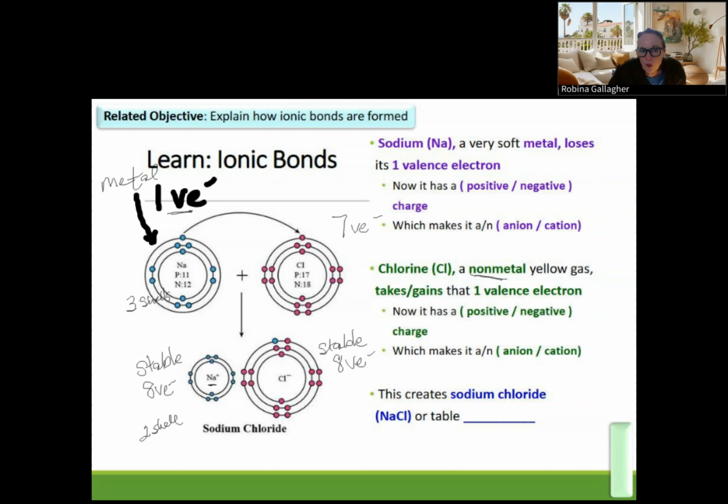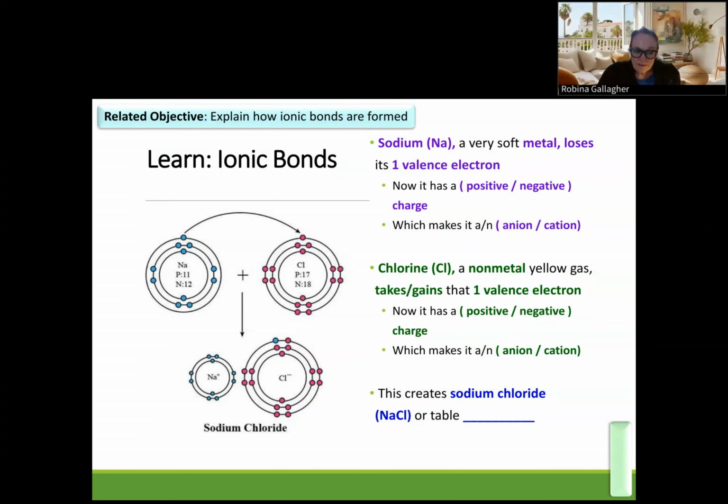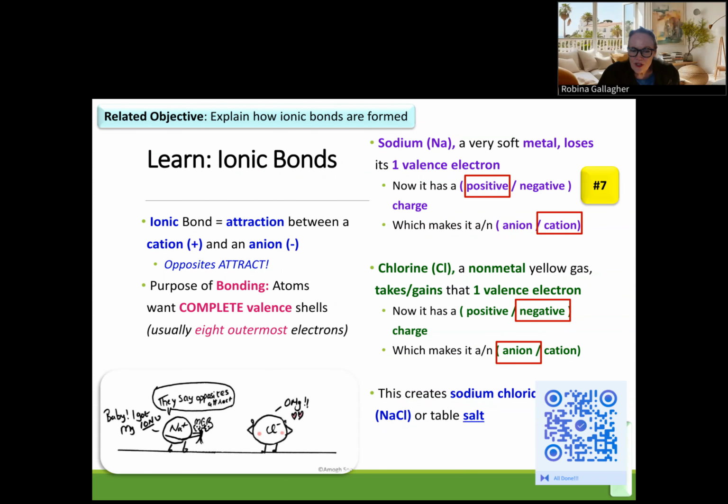And so what happens is sodium, when it loses that valence electron, becomes a positive cation. Do you see the little plus right here? It's a cation. And the chlorine becomes a negative anion. And again, here's that little negative sign. And this makes sodium chloride, which is table salt. Okay, so this is question number 7.